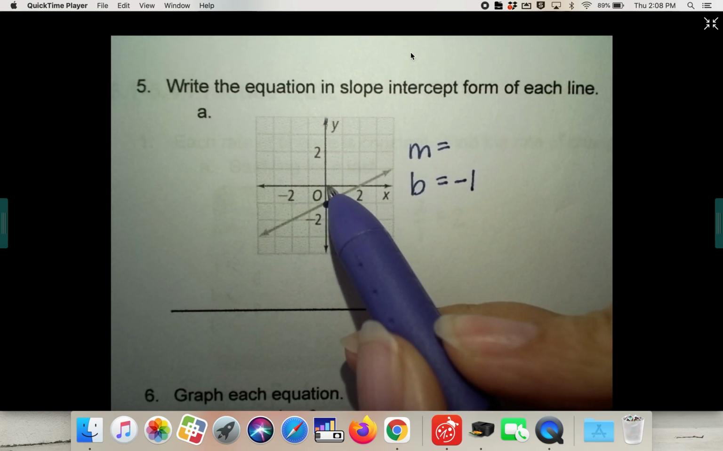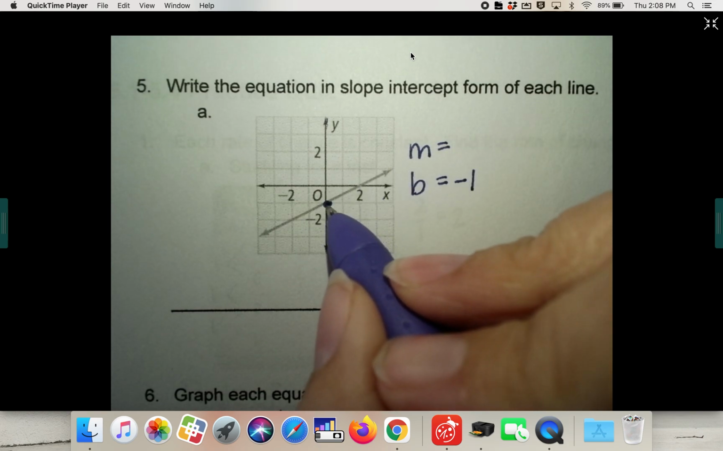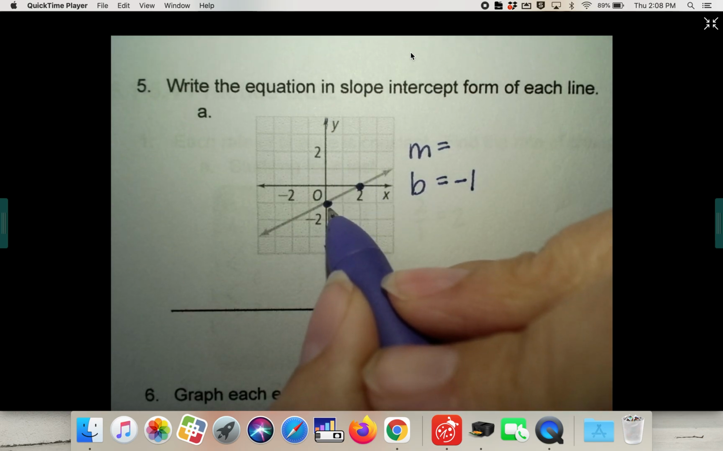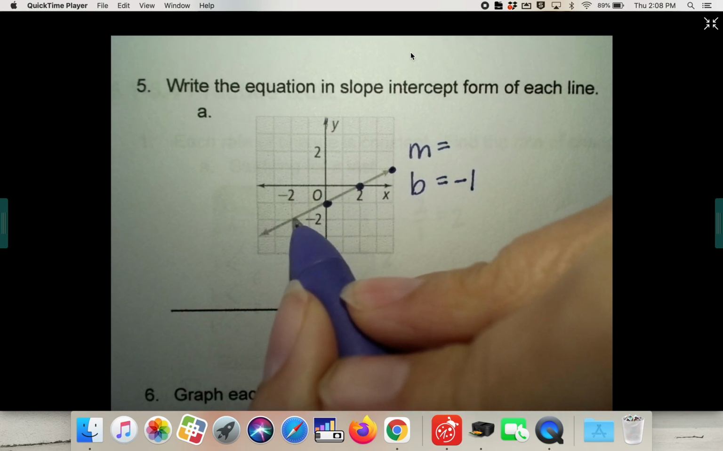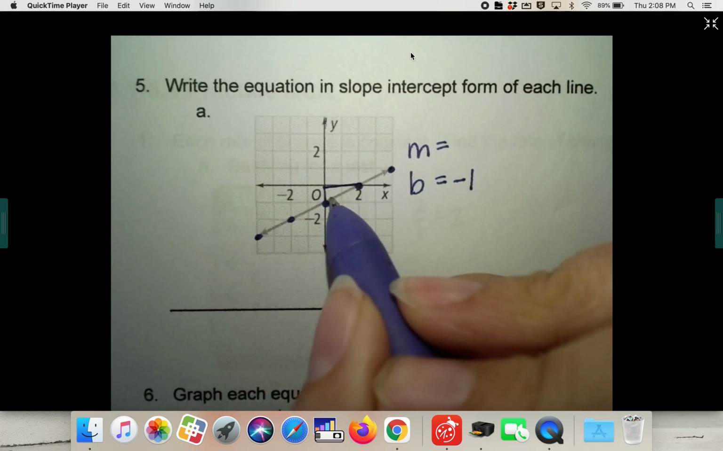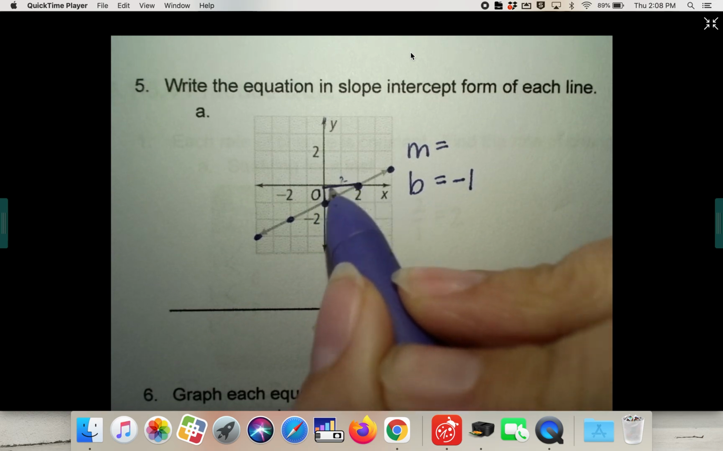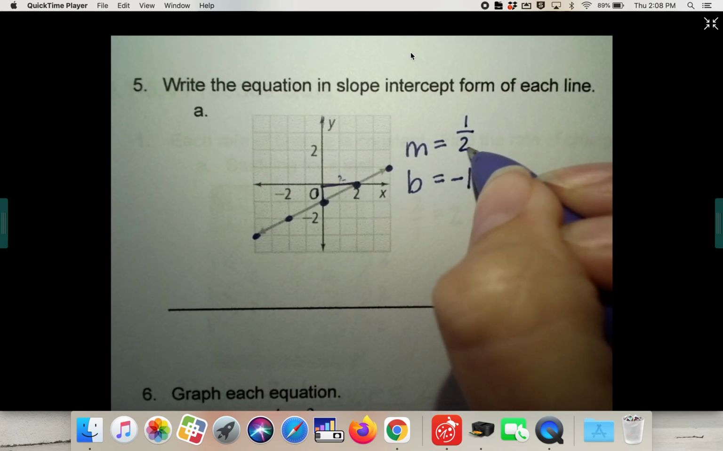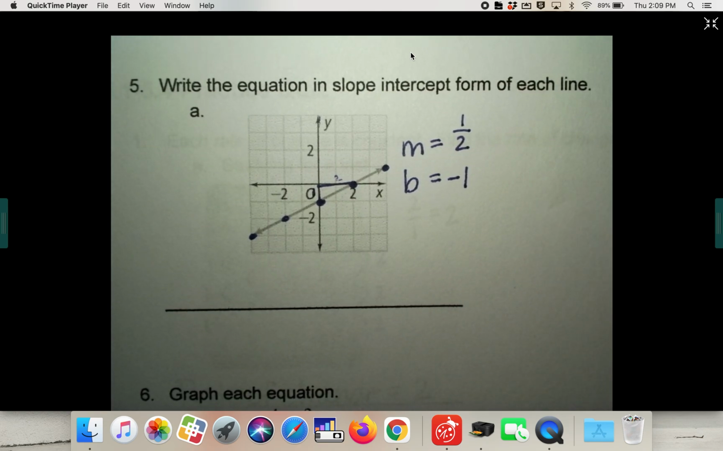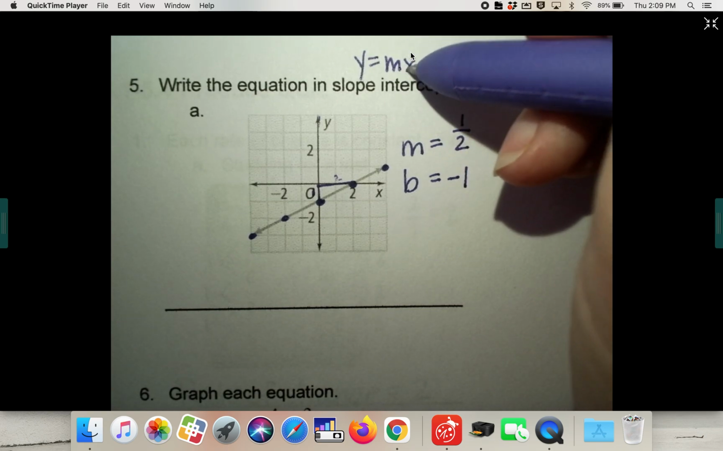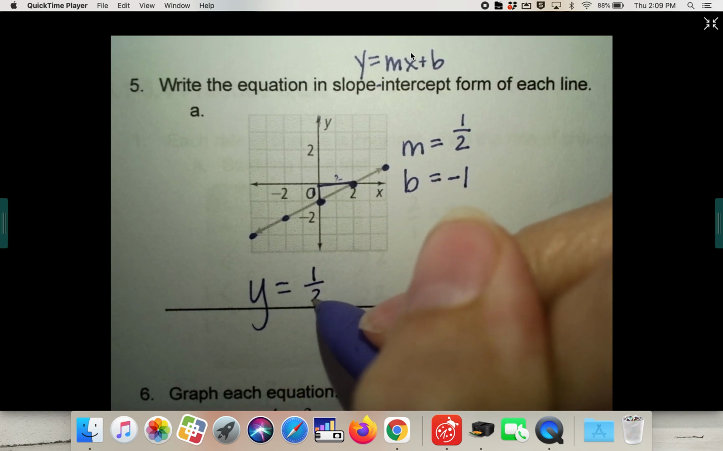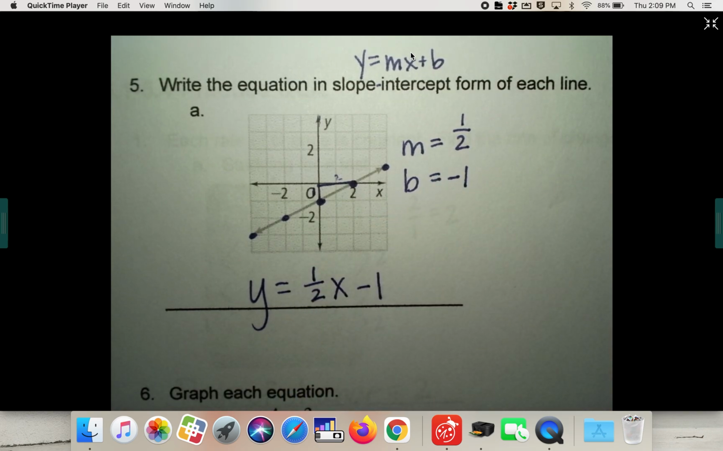From there, what is my rise over run? I know there's not dots, but you can see where a dot would be. There would be one right there, or one right here, or one right here. Then just pick 2 of them and count rise over run. It looks like you're going up 1 over 2. So rise over run is 1 over 2. Then you put it all together in y equals mx plus b form, because that's slope-intercept form, and it would be y equals 1/2 x minus 1.